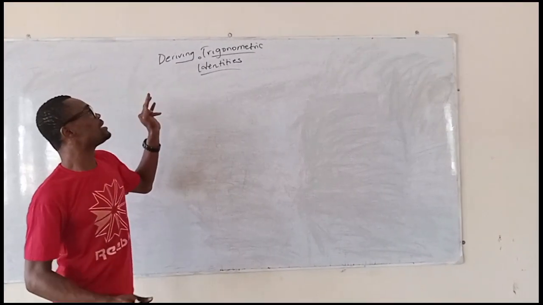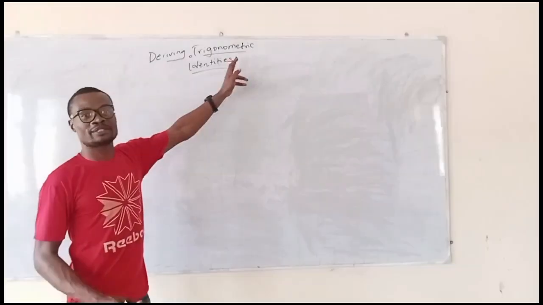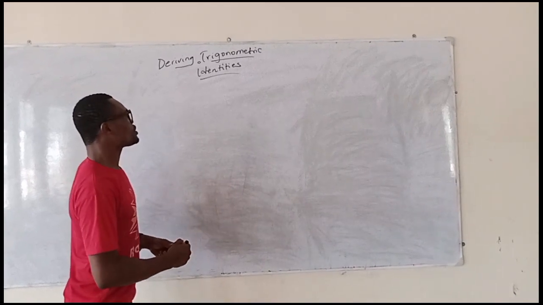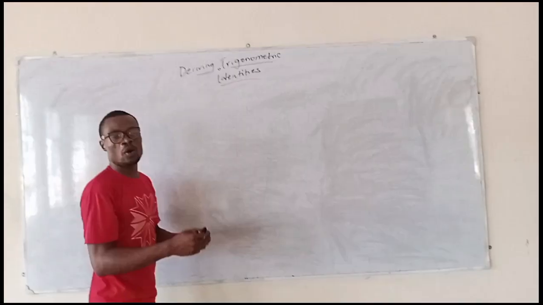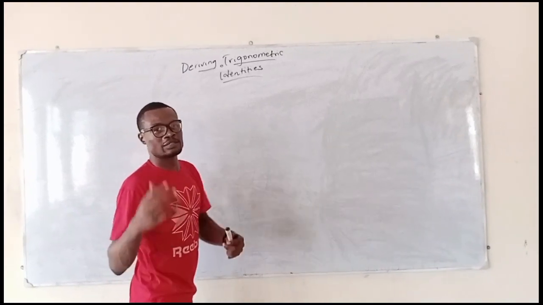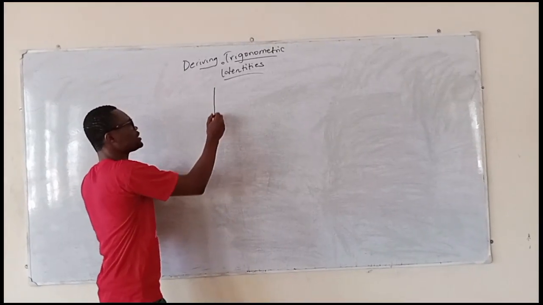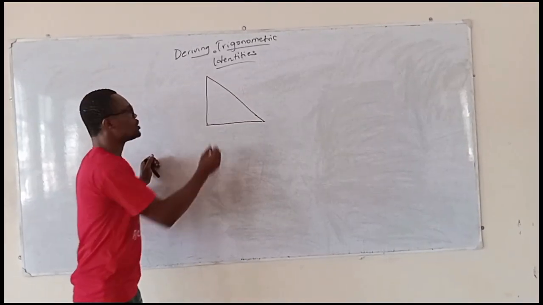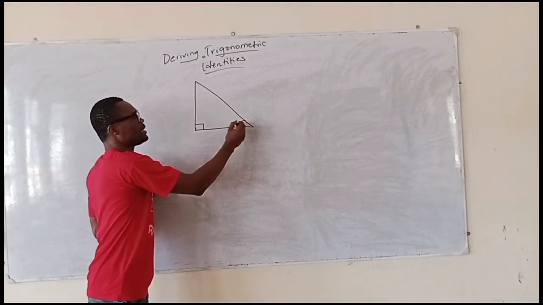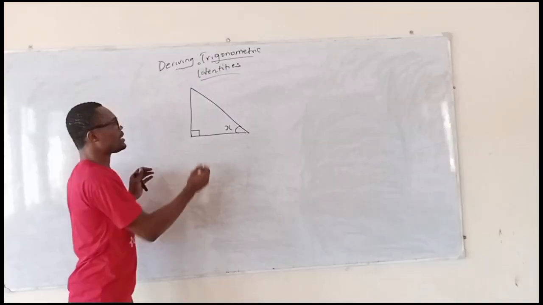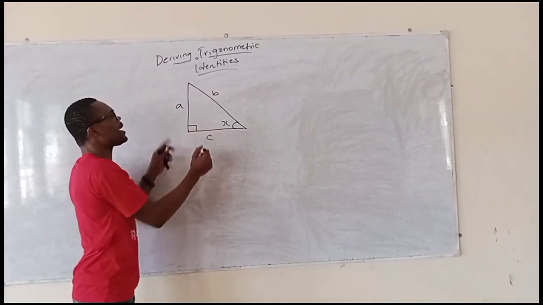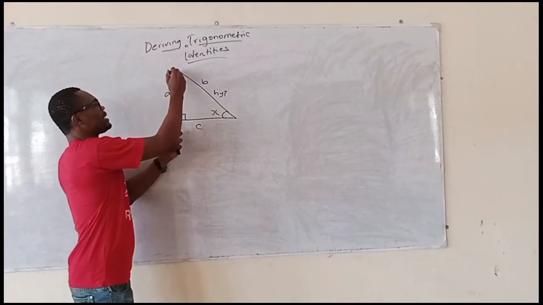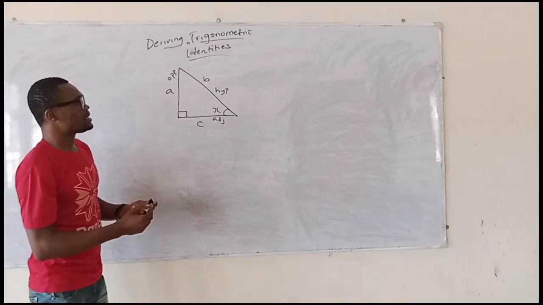We are going to be looking at some common derivations of trigonometric identities. Some of the trig functions are sine, cos, tan, cosec, sec, and cot. Let's imagine trig functions are all the functions that work with a triangle. We have the angle 90, let's assume this is our x, and these are A, B, C. This is my hypotenuse, this is my opposite, and this is my adjacent.